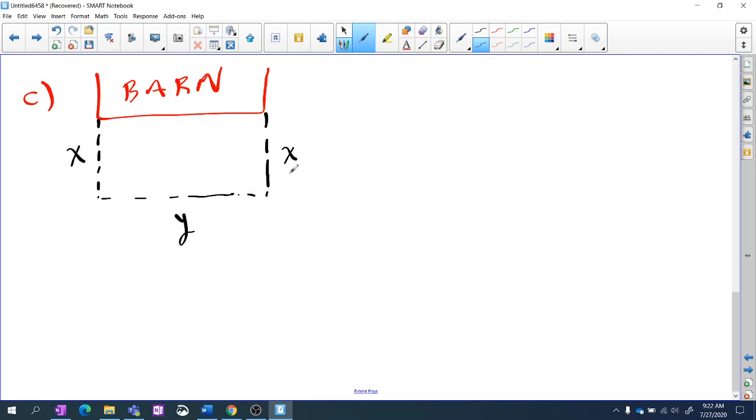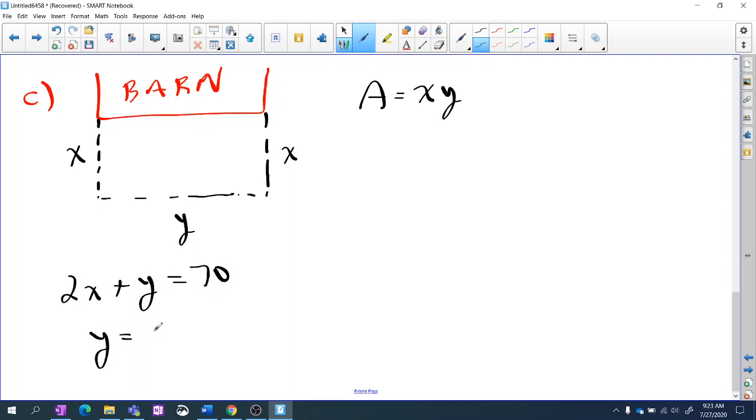Well, that's still x over there. I still want to get max area, so I want my area function, which doesn't change. It's still xy. Now this is where things are going to be a little bit different. Rather than 2x plus 2y, I don't need anything over here, so there's not going to be any y. It's going to be 2x plus 1y will equal your 70 meters of fencing. So now it's probably easier to rearrange and get y equals 70 minus 2x.